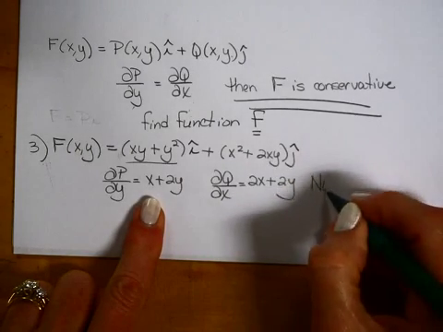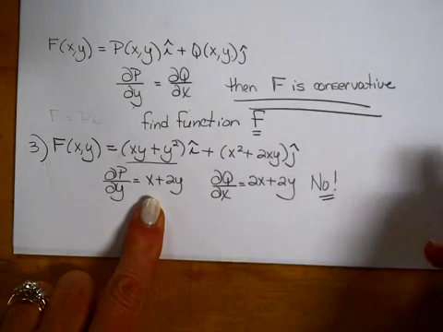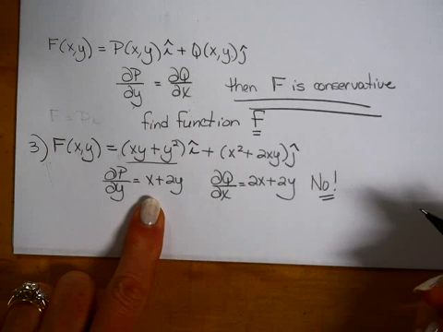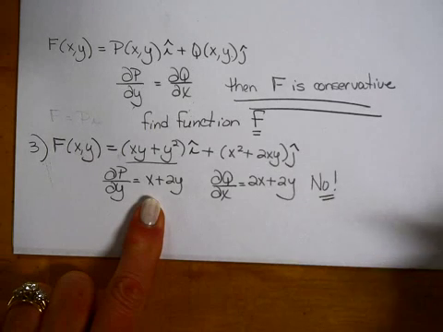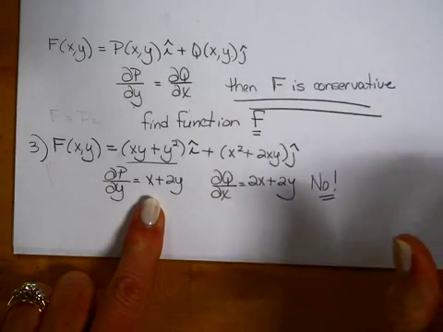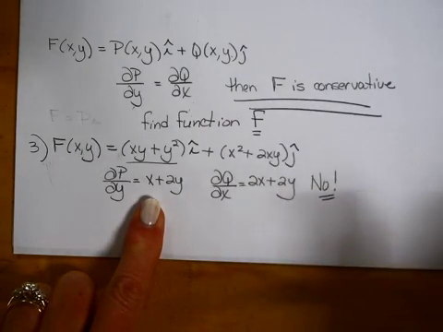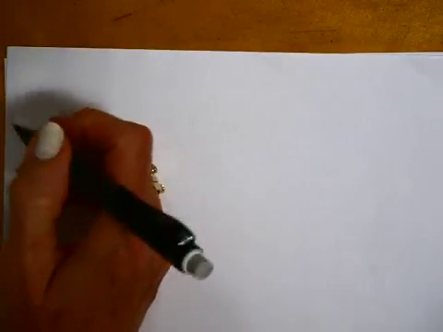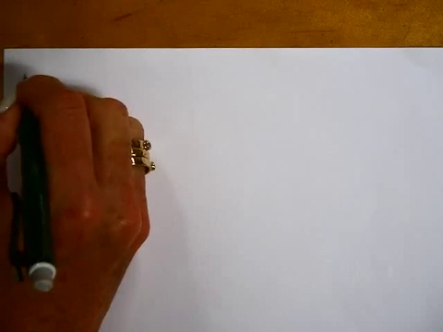So if we were using this as an integral, we would have to go back to the original method of working an integral. It's not exact, so it's not conservative. All right, let's look at one that is conservative and remind yourselves of how to go backwards and find your potential function.